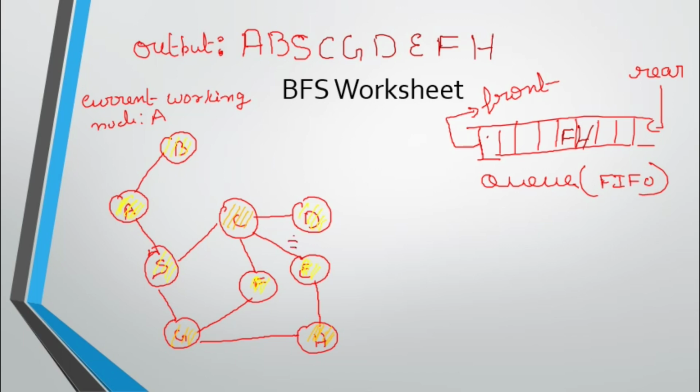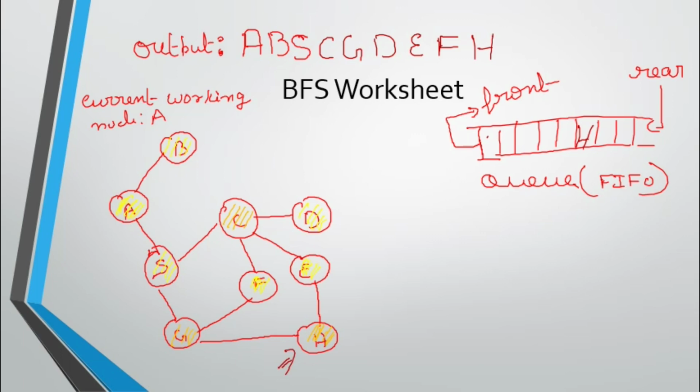Remember here you need to visit all the vertices. From E there is nothing, all are visited, so you come back to F. Remove it from the queue and make it the current working node. Once again in F, all are visited, so you make the current working node H. When all the vertices from H are also visited, please remove that H from the queue.